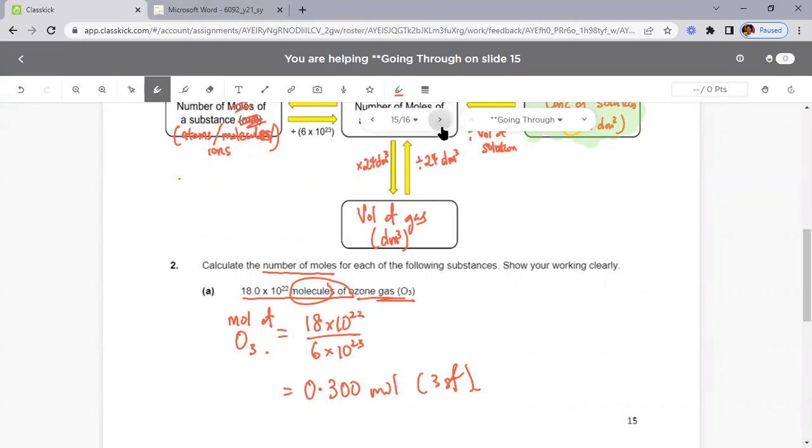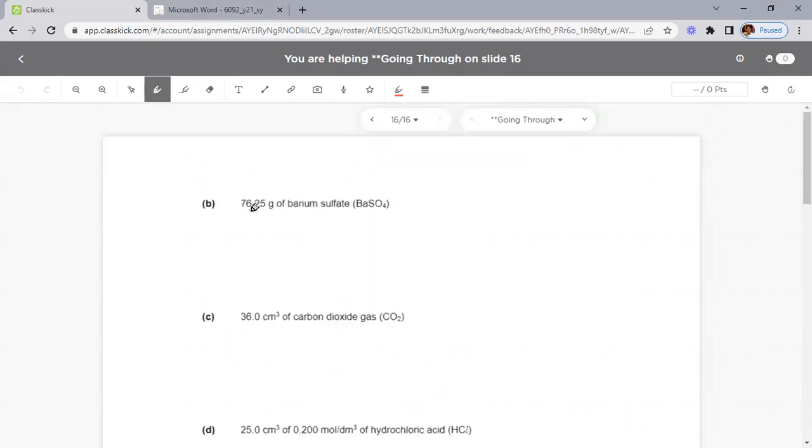I hope you warmed up a bit already. Let's go on to the next slide. What you're given is 76.25 grams of barium sulfate. I need to find the mole of barium sulfate. So once again, quickly take the next 1.5 minutes. This one you need to do a few more steps. So I'm going to give you 1.5 minutes to go and do this.